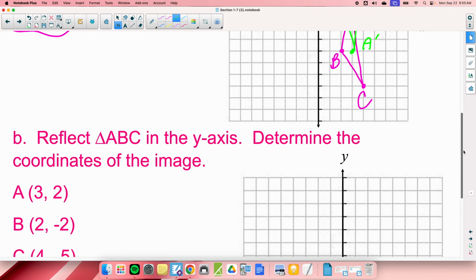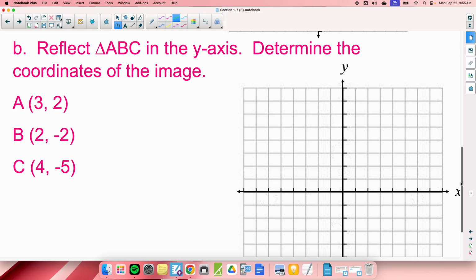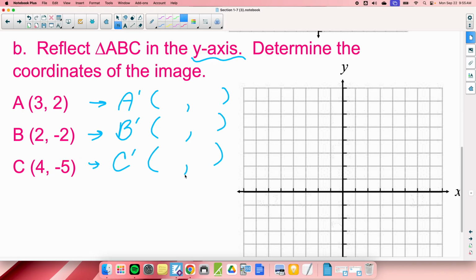Okay? Now this one is over the y-axis. So if we do the rule that I had you guys write down, which of our coordinates change signs if we're going over the y? Yes, we're going to change our x's this time. So our x changes, so 3, 2 is going to become negative 3, 2. B is going to be negative 2, negative 2. And C is going to be negative 4, negative 5.